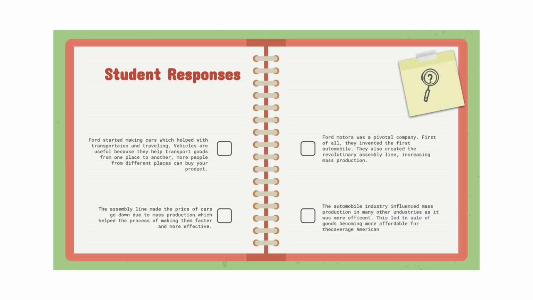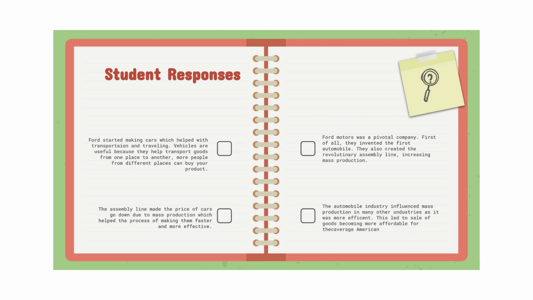This is why it is so important to teach students to deconstruct the prompt and answer the question directly. Student response number 2 reads, The assembly line made the price of cars go down due to mass production, which helped the process of making them faster and more effective. What do you think this one scored? It scored a 2 because it correctly discusses the impact on the sale and production. Next, let's look at student response number 3. It begins, Ford Motors was a pivotal company. Again, this student provided factual information, but since they only addressed the impact on production, the response scored a 1.